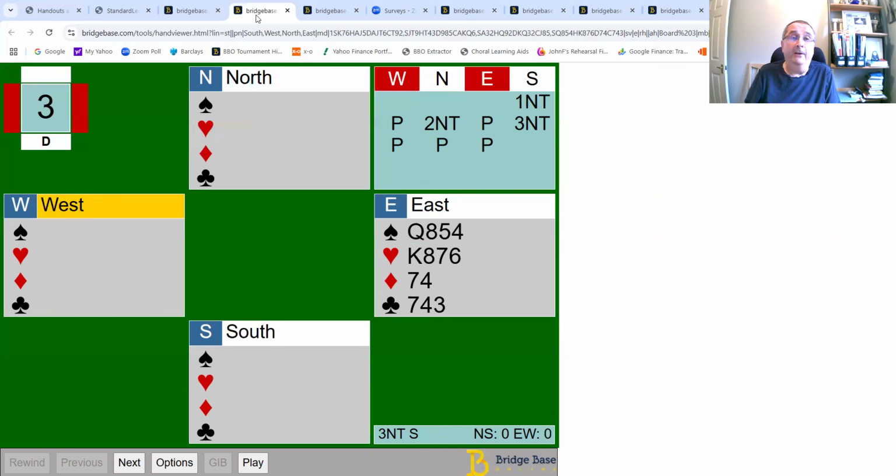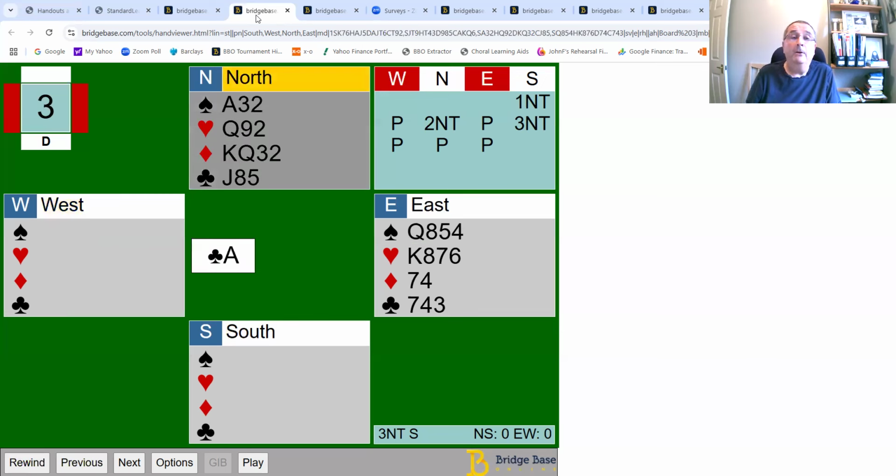Let's try another one. This time, your partner leads the ace of clubs against 3 no trump. The bidding has been 1 no trump, 2 no trump, 3 no trump. That's a weak no trump opening showing 12-14. And your partner starts off with the ace of clubs. And that is presumably top of a sequence. You can't really help, so you just play a low club.